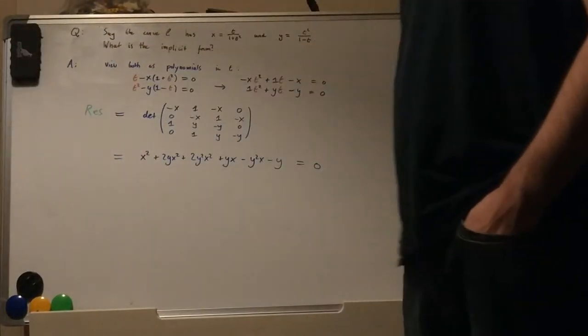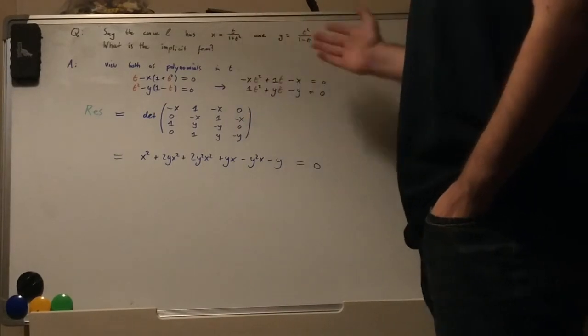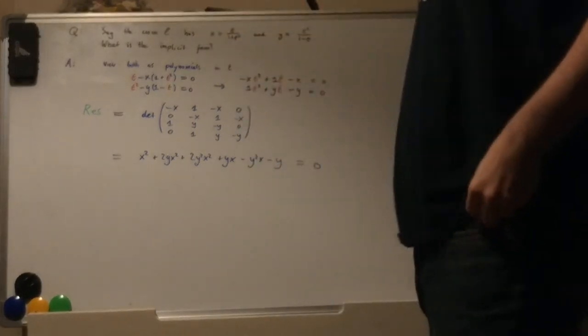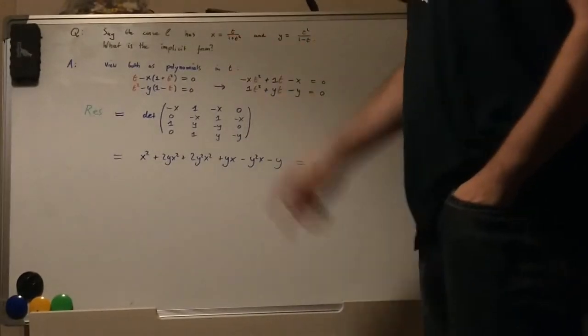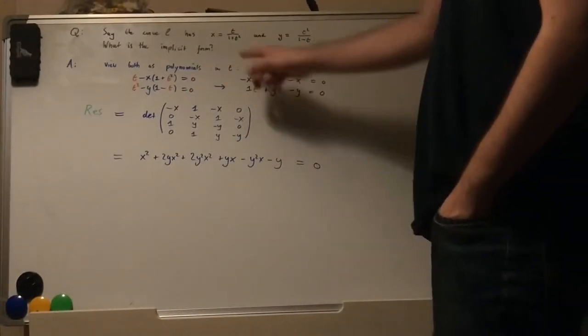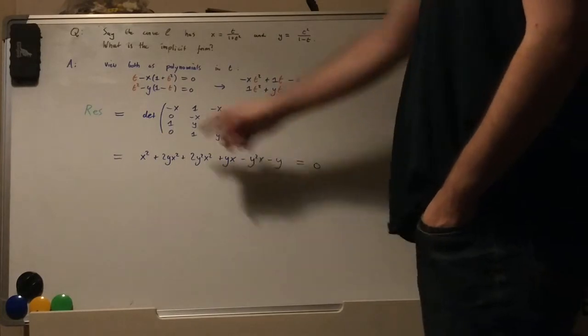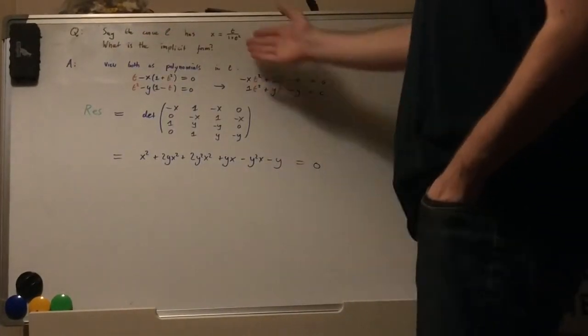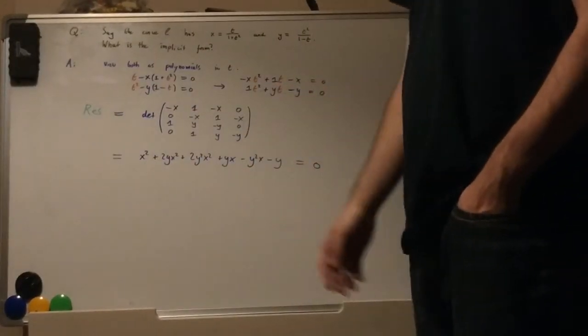Okay, so say we have the curve L, which has a parametric form, which means that every point on the curve is expressed in some third variable named t here. So we're tasked with finding the implicit form. Now what you have to do for this is you have to solve the resultant. So I'll walk you through it.